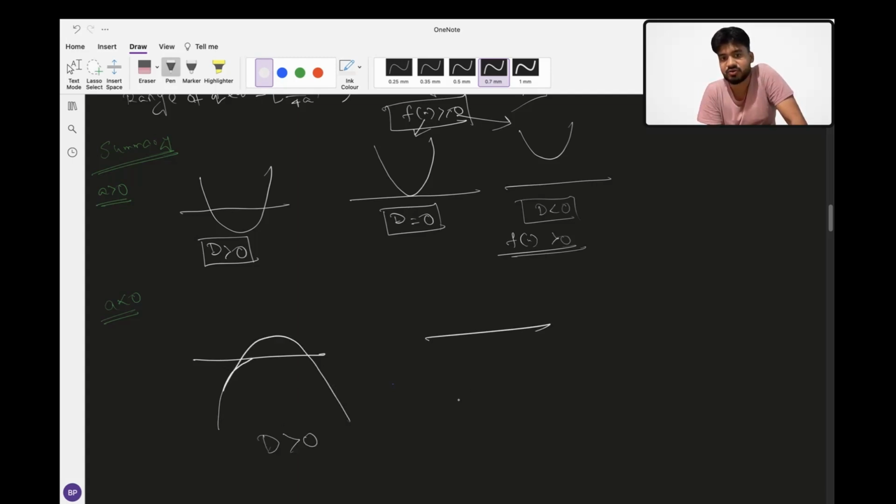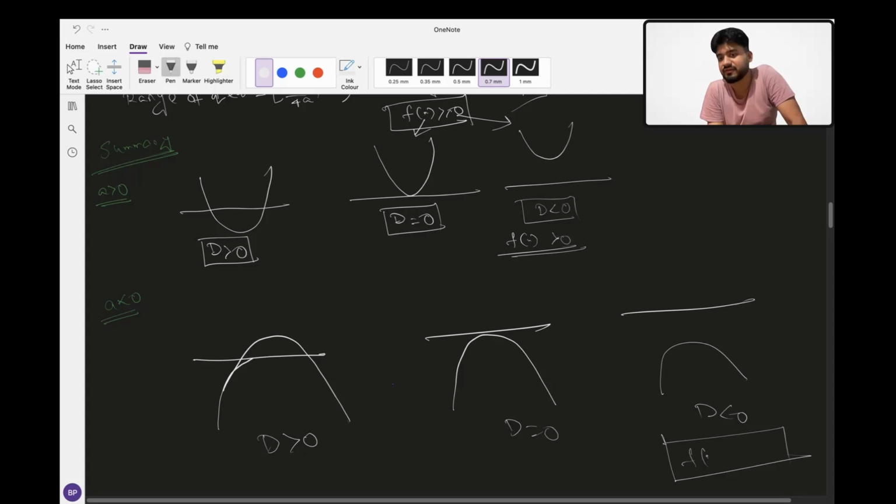So for d greater than 0, it will look like this. For d equal to 0, it will look like this, and for d less than 0, it will neither cut nor touch. So in this case, as you already remembered, f(x) is less than 0. f(x) is always negative. And if we combine both these cases, f(x) will be less than or equal to 0. Yes or no? That's clear, I hope.